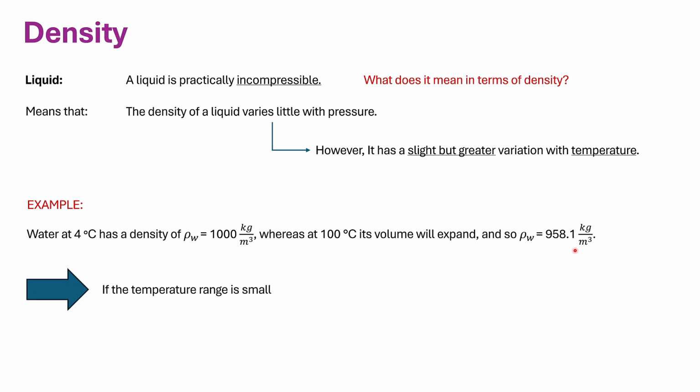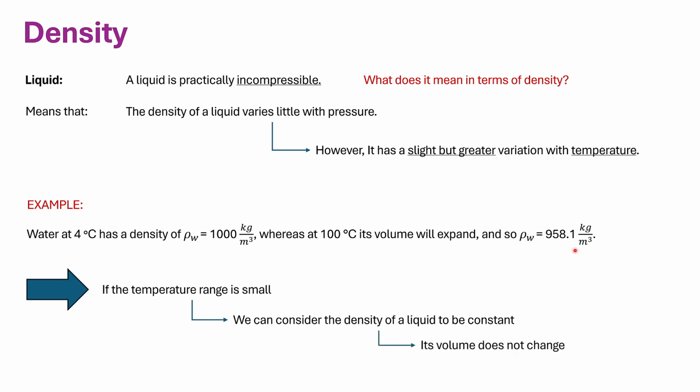So if the temperature range is small, this is the conclusion: we can consider the density of a liquid to be constant, so its volume does not change, and therefore the fluid is referred to as incompressible. So again, if the temperature does not change much, then we can consider the fluid to be incompressible.